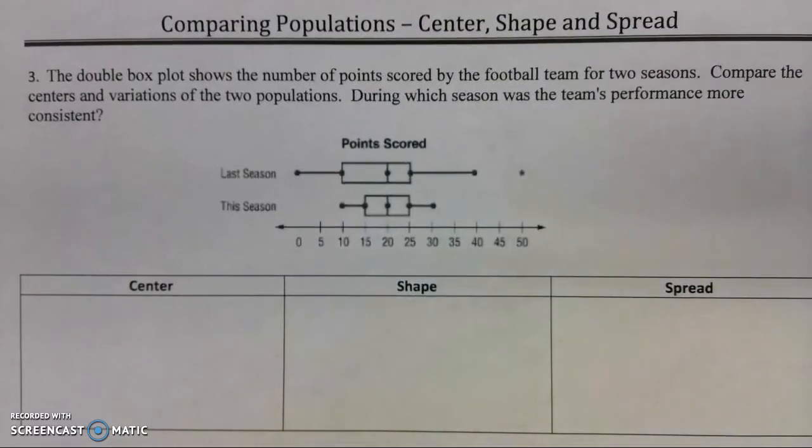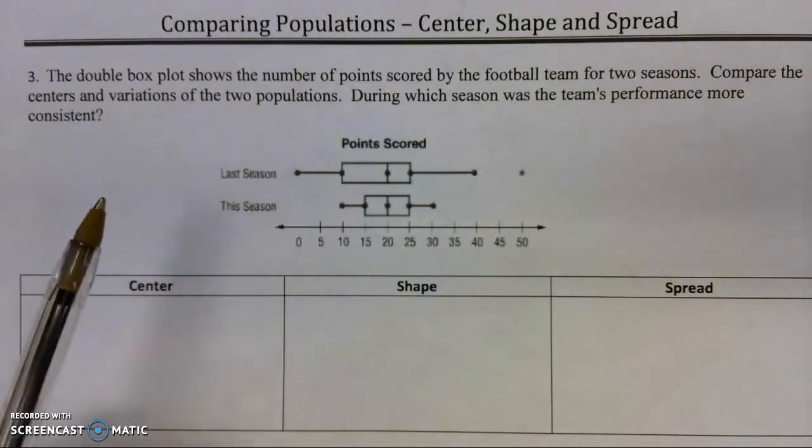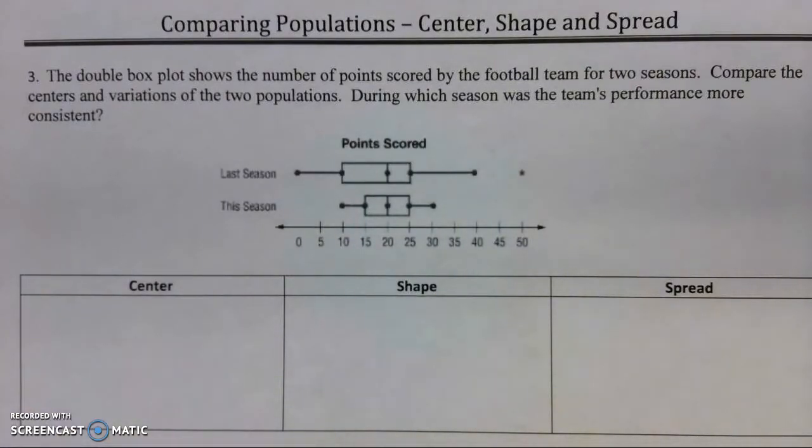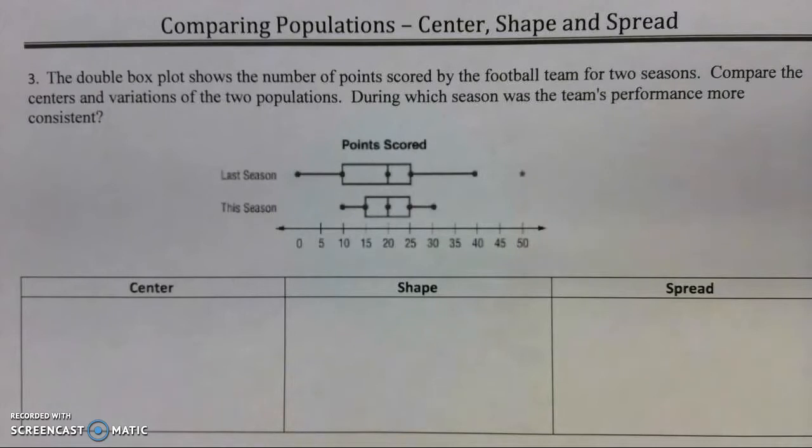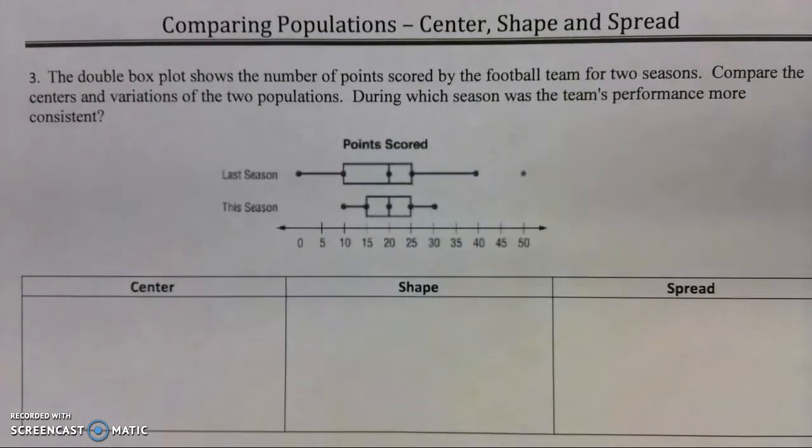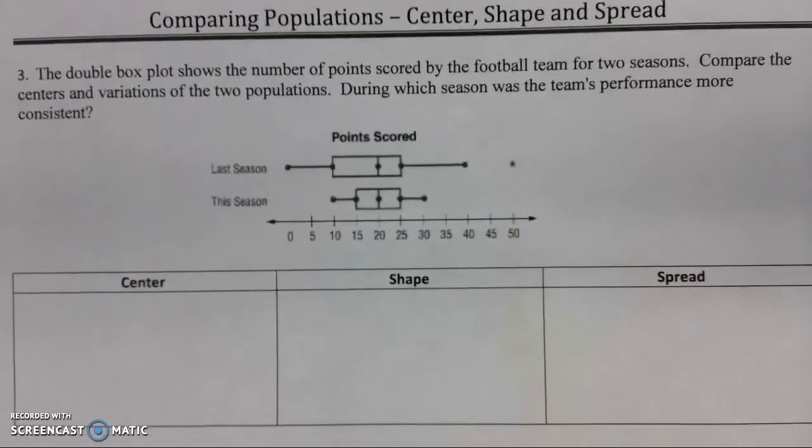Hi everyone. Let's continue now with problem number 3. So I have a double box plot and it shows the number of points scored by the football team for 2 seasons. And what I want to do is compare the centers and variations of the 2 populations and then answer the question, during which season was the team's performance more consistent?